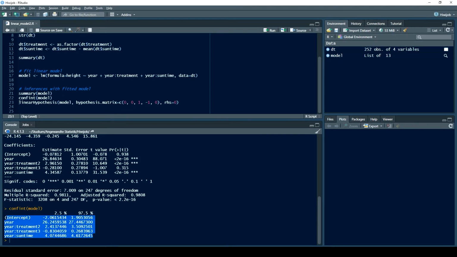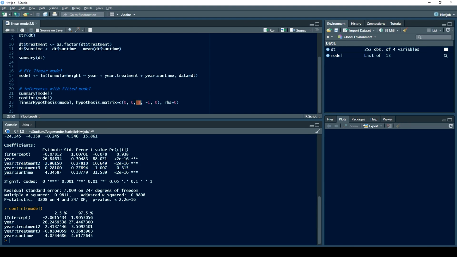Finally, we can also use the linear hypothesis function to obtain p-values for hypotheses that are not included in the summary function. In the last video, we looked at hypotheses for single parameters, but we can also consider hypotheses that include multiple parameters. For example, we might be interested in the hypothesis that trees from treatment 2 and treatment 3 grow equally fast. In statistical terms, this would mean that these two parameters for the interaction effect are the same for both treatments. In this case, we would expect 0 if we subtract one parameter from the other. This is specified in the arguments of the linear hypothesis function.